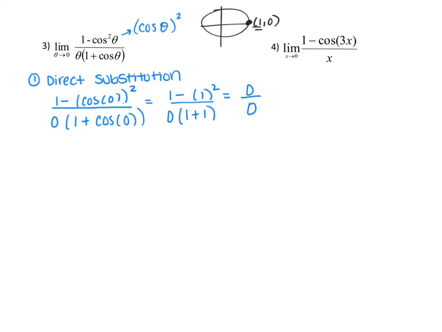So we get 0 over 0. Everything is good. So now our goal is going to be to simplify this so that we can use our limit definitions. So I'm just going to rewrite it. So the limit as, I'm using x, so let's say as theta approaches 0, (1 minus cosine squared theta) over theta (1 plus cos theta).